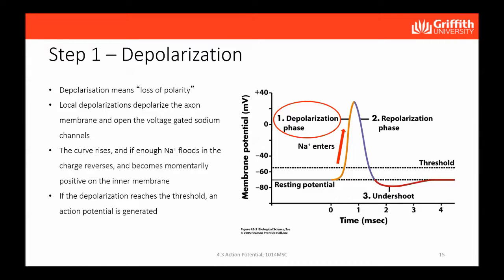As more sodium enters, the membrane potential depolarizes further. As sodium rushes down its electrochemical gradient, the membrane potential becomes less and less negative and then overshoots to positive 30 millivolts. This explosive feedback cycle is responsible for the depolarization phase of an action potential.